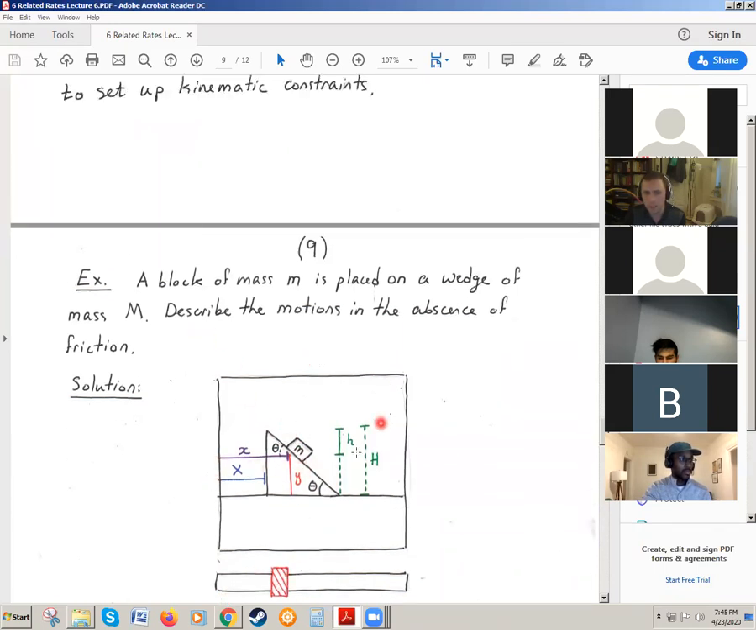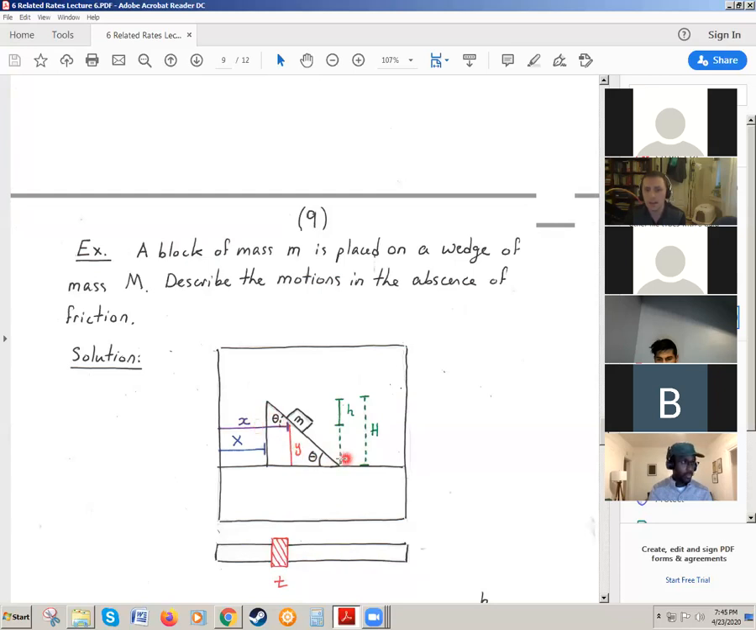So the question is, how do you set up the constraint? You have a bunch of things that are changing here. You see the horizontal position of the block, the vertical position of the block, the position of the wedge will change, right? Which I call capital X here. So all sorts of things change here.